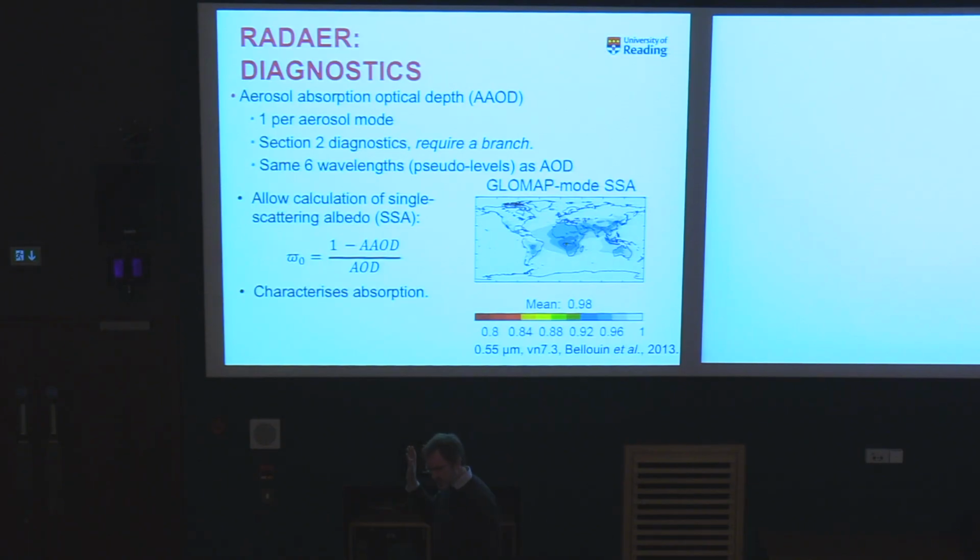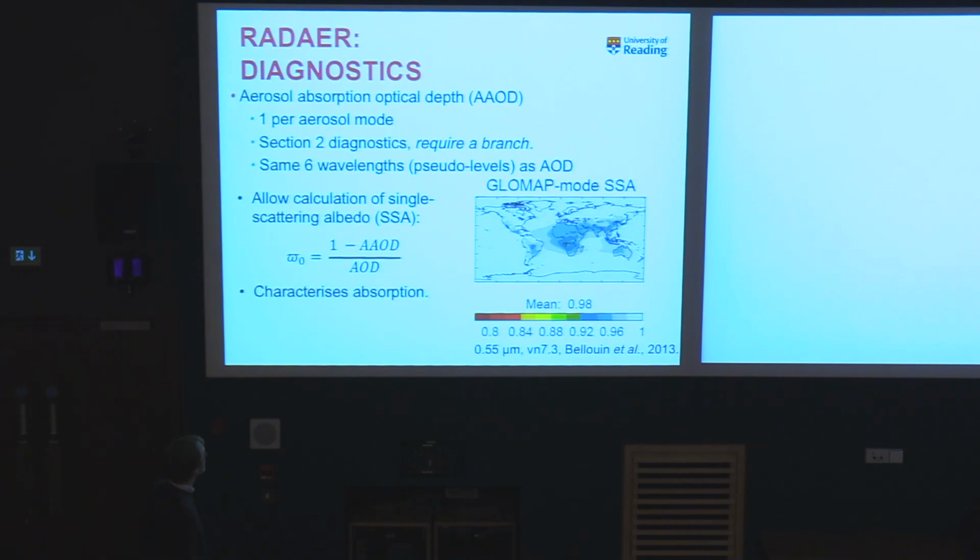So this was the aerosol optical depth for extinction, so the sum of absorption and scattering. You can have it also for absorption only, so that's the absorption aerosol optical depth. Again, 1 per mode. It used to require a branch, but I think now it is in standard. Yeah, it's been added for CMIP6. Same pseudo level, so same wavelengths as the AOD.